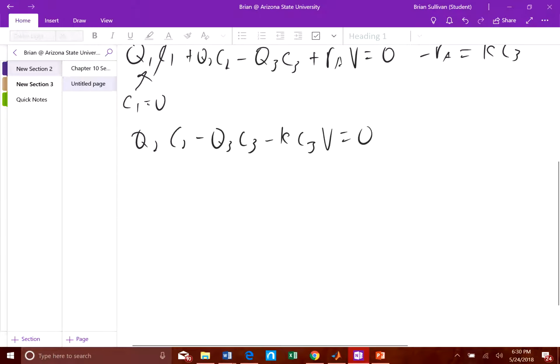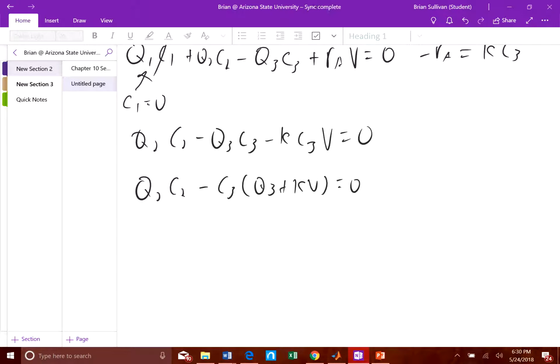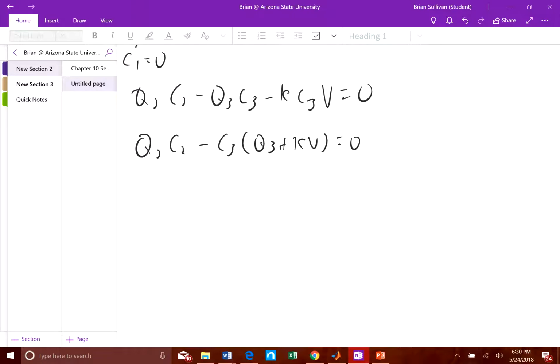Now let's solve this thing for C3. So I'll go Q2, C2 minus C3 times Q3 plus KV equals 0. Now Q here means volumetric flow rate. Just want to put that in there. I think I skipped on that, but in previous videos that's the value I've used. Okay, so it's added over to the side and isolate C3. So you isolate C3 by moving this to the right-hand side and then dividing by this quantity. So you get Q2 C2 divided by Q3 plus KV.